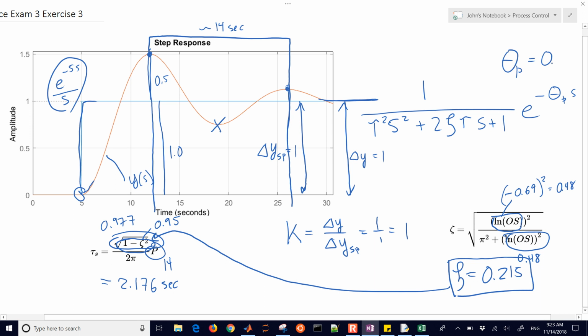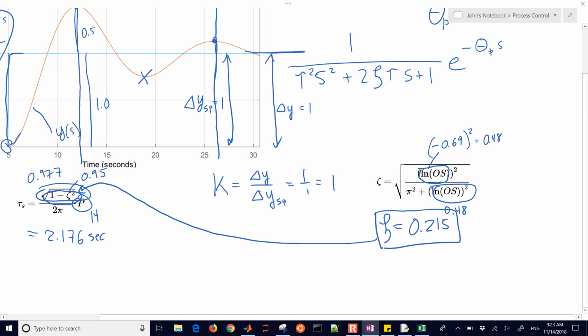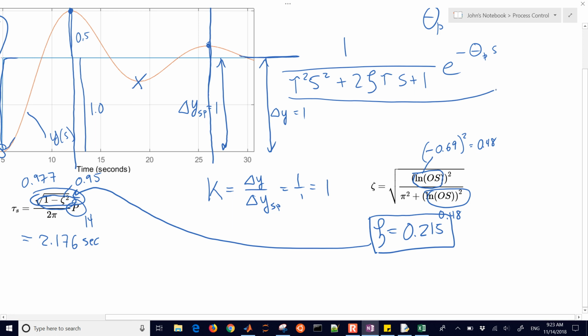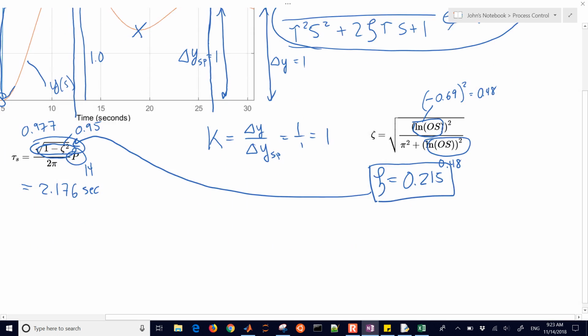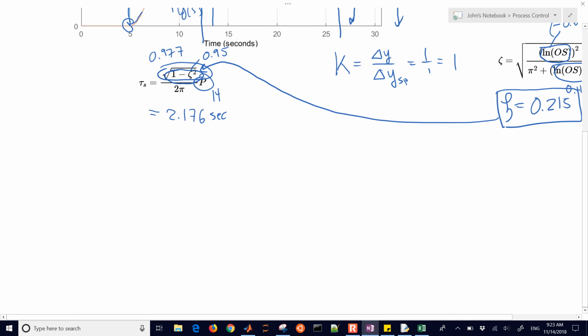Okay, for our next part of this, let's just do one more thing. Let's put this into state space form. So here we have a second order system, and we want to get this into a state space form. And so we have this system right here. We don't have any time delay. That theta p is going to go to 0, so that term is going to go to 1. So let's just fit this one into a state space form.